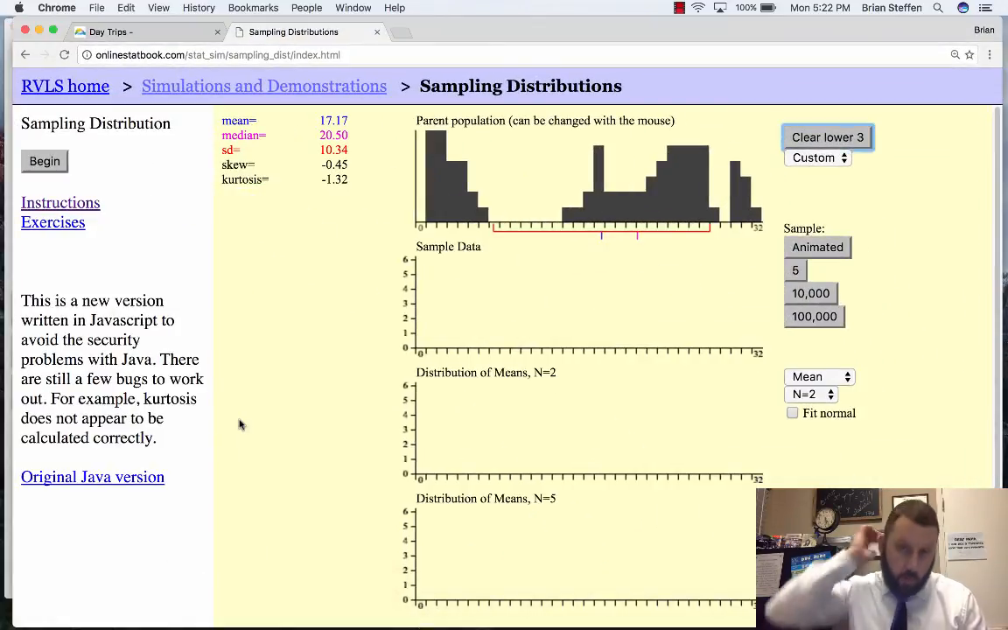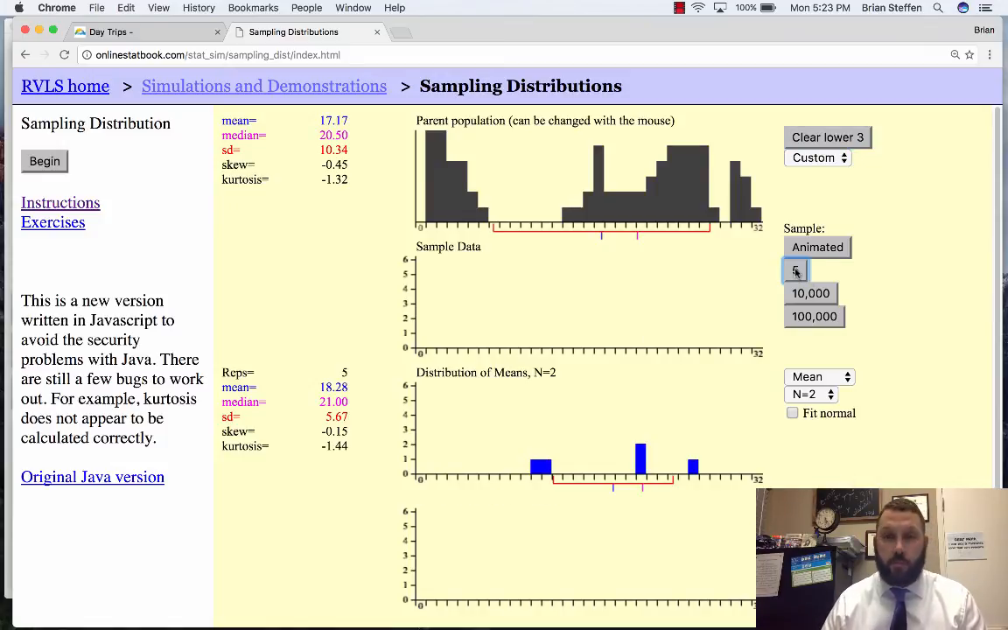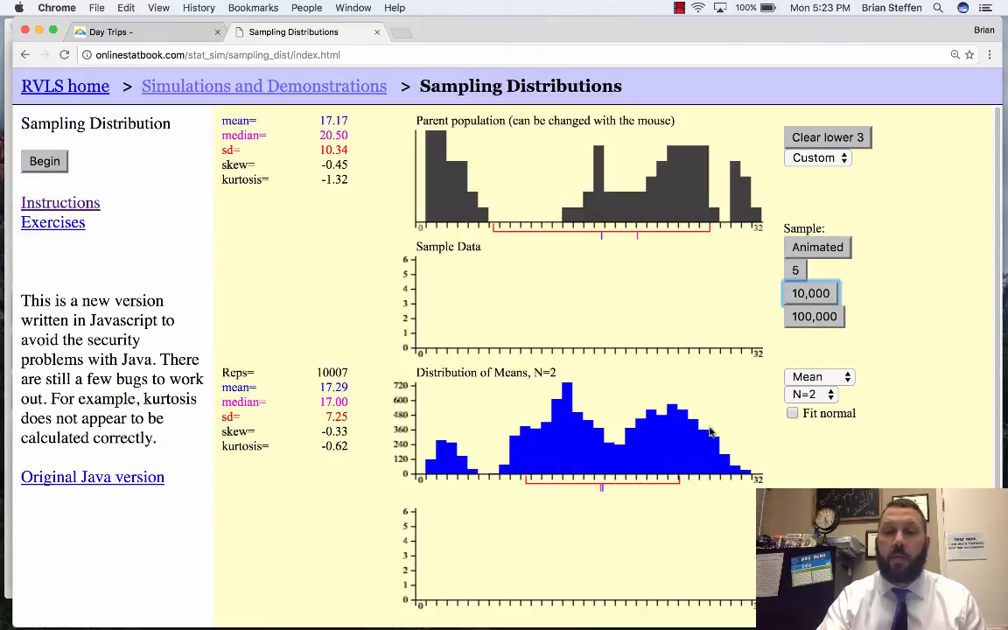So here I am back at this applet again, which we've used before. And I have this distribution here. This is just one I made up. Now let's go down here. If I do 5 samples, let's animate one. It takes 2 data points, then graphs the mean. 2 data points, graphs the mean. It says mean, n equals 2. Do this 10,000 times. I look at this distribution and ask, is this approaching a normal curve?